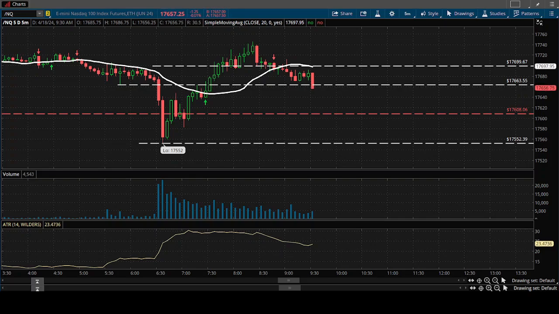So how much money, we're getting a nice breakdown here, guys, through 17,663, which is the pre-market lows. Getting a good flush here through 17,663, through those pre-market lows. Active 20 play is in play here.